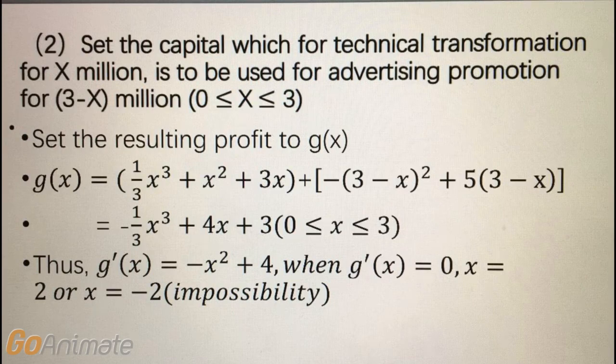The second step set the resulting perform to gx, and the gx can write down here equal to negative 1 of 3x cubed plus 4x plus 3. And so gx equal to negative x squared plus 4. Put the gx equal to 0, we get the two solutions, and they are 2 and negative 2. But we just consider about x between 0 and 3, so the x equal to negative 2 is impossible answer.